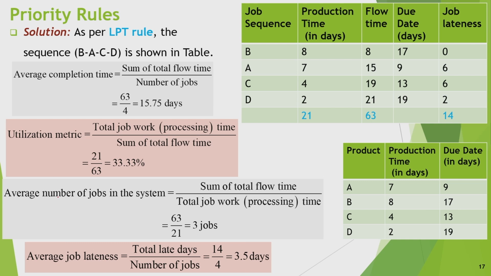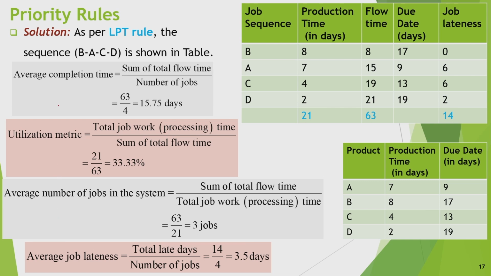And the utilization metric is total job work processing time divided by the sum of total flow time. So, total job work or processing time is 21, divided by 63, this becomes 33.33%. Then the average number of jobs in the system is equal to the sum of total flow times divided by total job work processing time. It will be basically the inverse of the utilization metric. So, 63 by 21 here it comes, and this is equal to 3 jobs.